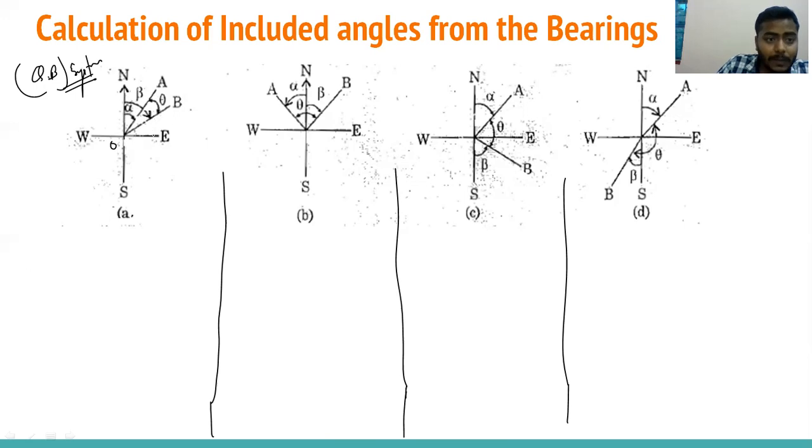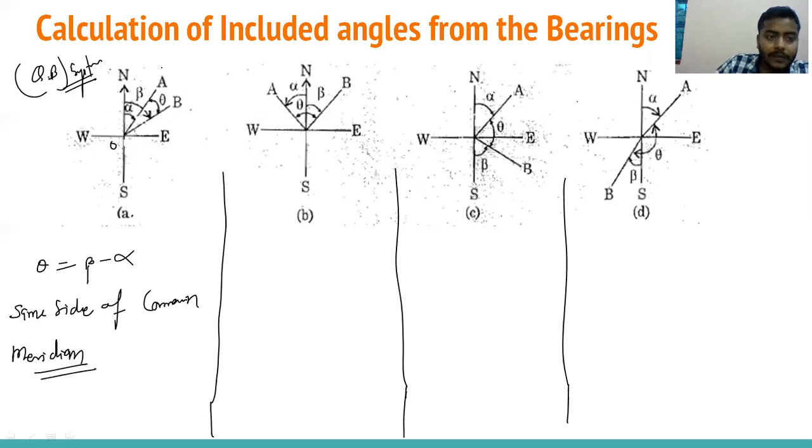So in this case you can apply theta is equal to beta minus alpha. When? When the bearings are measured on the same side of the common meridian. You can see in the figure, north, both the bearings OA and OB are given on the same side.